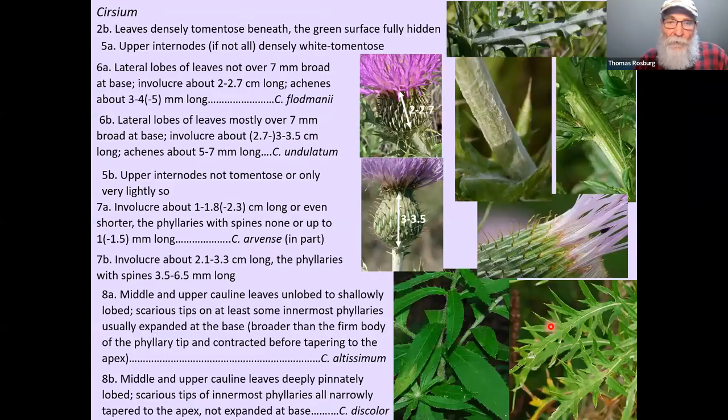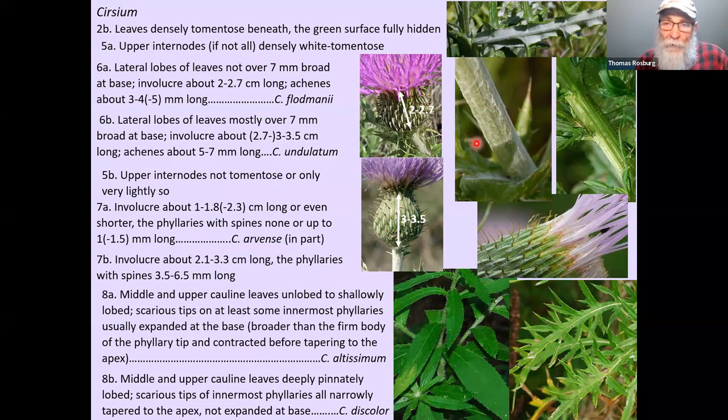Okay, now we will finish off the Cirsium by looking at the leaves that are densely tomentose beneath, those that have so much pubescence on the undersurface of the leaf that the leaf actually looks white. And so there's four species here, and they kind of separate nicely. The first two, Flodmanii and Undulatum, have stems. The upper internodes of their stems are also very densely hairy.